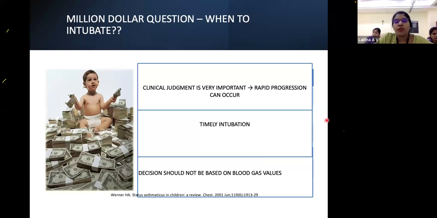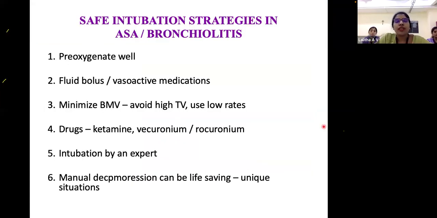When you're considering intubation in bronchial asthma, clinical judgment becomes very, very important. Rapid progression can occur and timely intubation can save these patients. And remember, the decision should not be based just on blood gas values. It's mainly clinical judgment. One needs to practice safe intubation in patients with bronchial asthma and bronchiolitis, because at the act of intubation itself, these children can go into arrest.